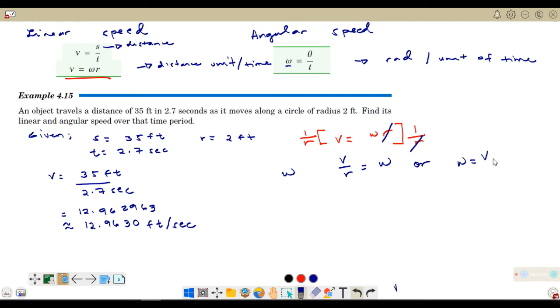Omega is equal to V over R. Ayan. So, dito, extend na natin yung formula natin. This is also equal to V over R. Okay?